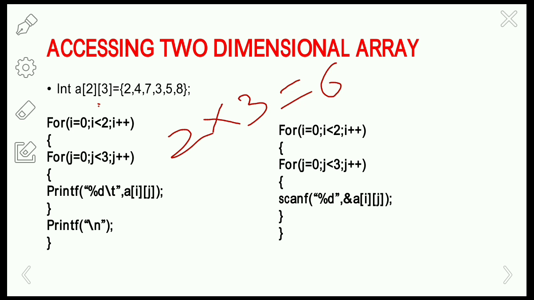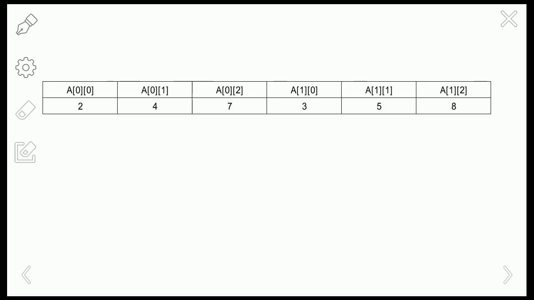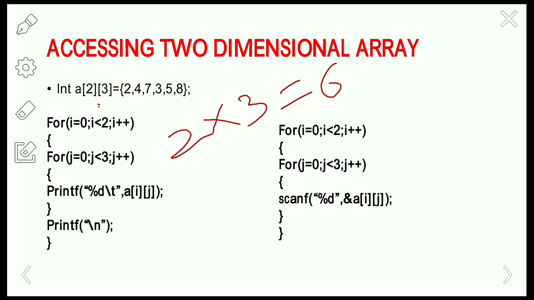To access the individual elements, one should have an idea about how to access the array elements. The array a has 6 elements, with row numbers ranging from 0 to 1 and column numbers ranging from 0 to 2. These are called subscripted variables. If you want to access a particular subscript value in the given array, you can access it using the printf function.